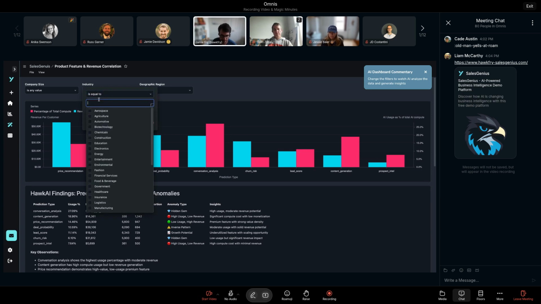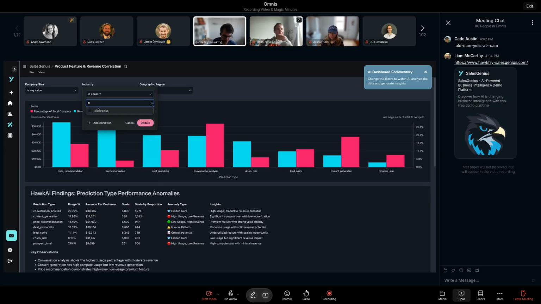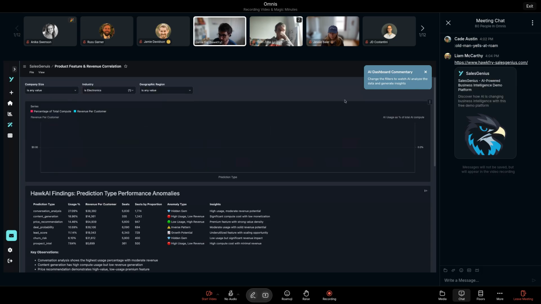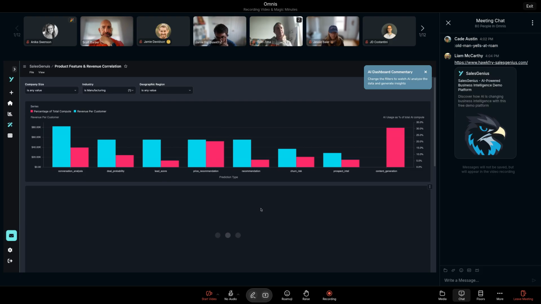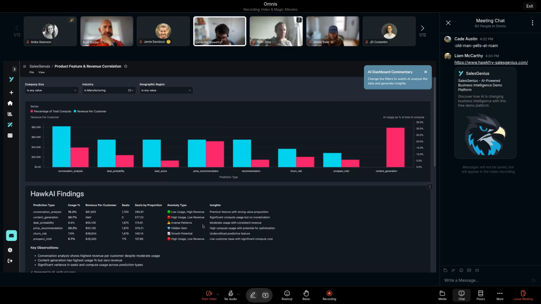And in this particular case, if I was then going to change it to electronics, for example, or manufacturing or something like that, don't know if we've got any data for that. Maybe not. Go with manufacturing. It's going to update the AI as well. So now you can see there it's changed the findings.